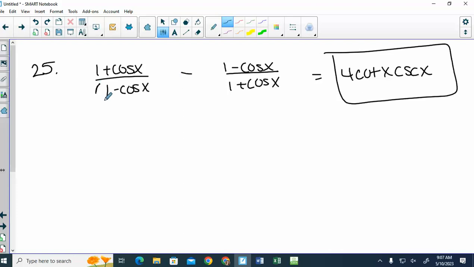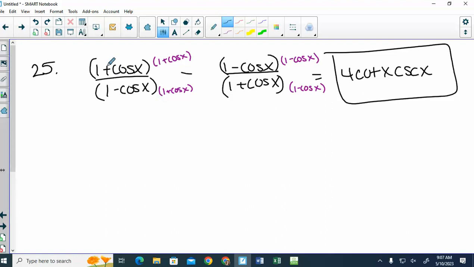If we want to add or subtract fractions, what do they have to have? This one has 1 minus cosine on the denominator. So to look like the other one, it needs 1 plus cosine. This one has 1 plus cosine, so it needs 1 minus cosine.